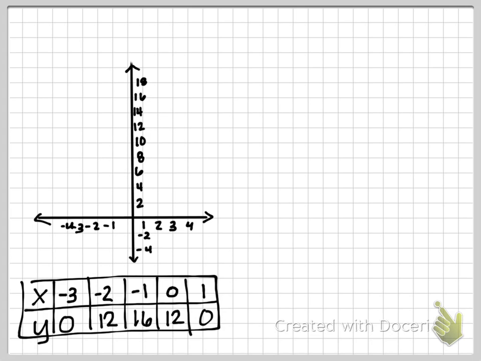Okay, so I've got my graph made now, and I'm going to put my first point, which is at -3, 0. So I go to the left 3, stay at 0. Then my next point is at -2, 12, and I've gone up by 2's on the y-axis. Then my next point is at -1, 16. My next point is at 0, 12. And my last point is at 1, 0.